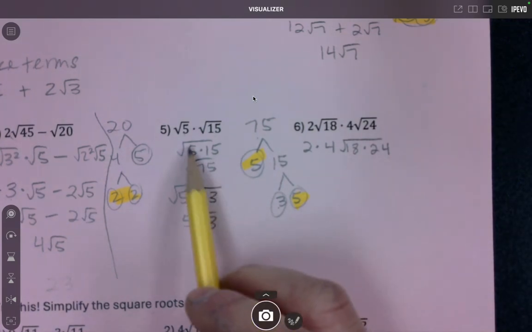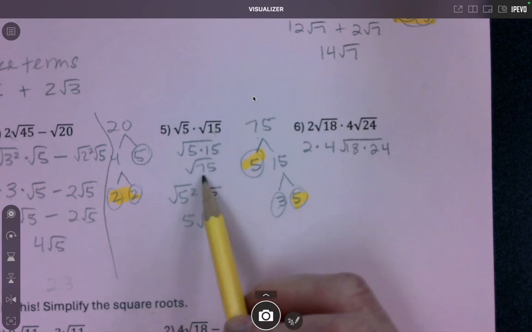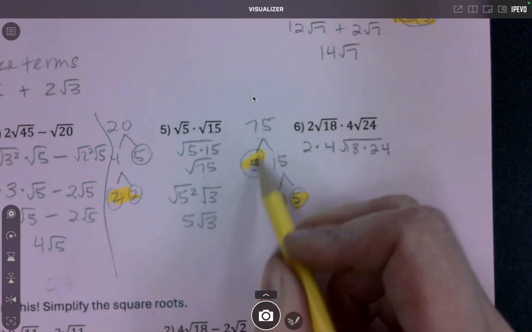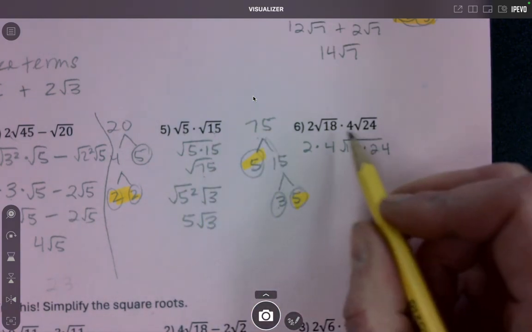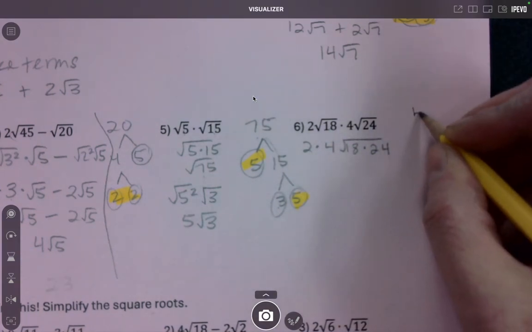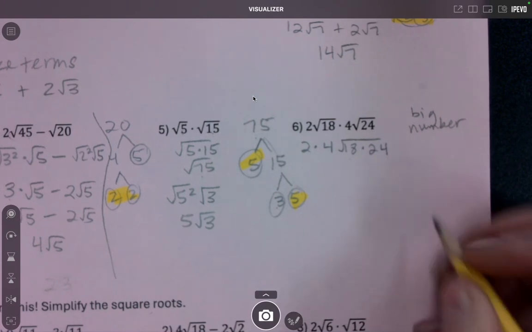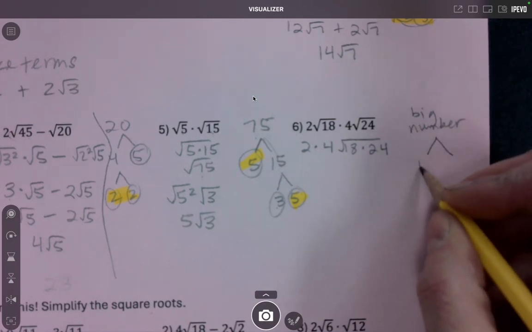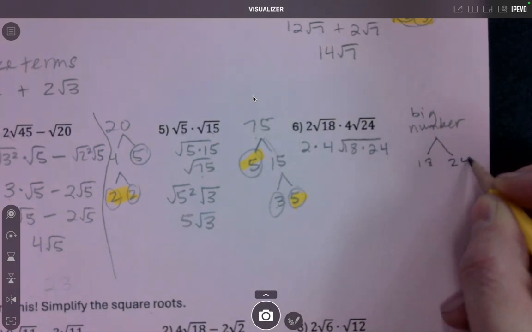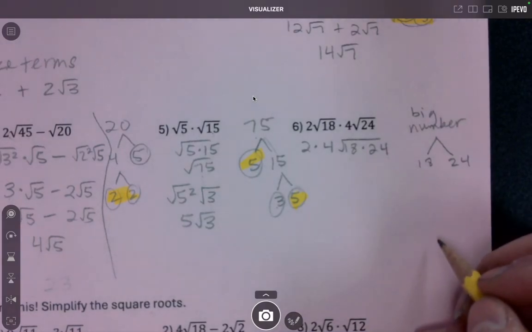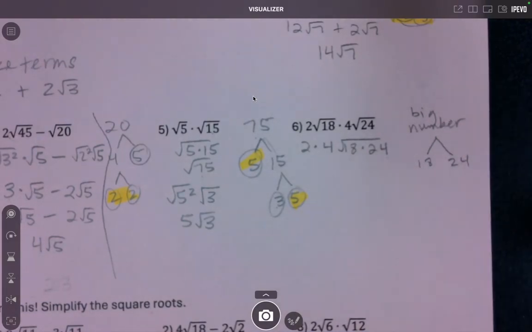What I notice over here is when I multiplied these two together, I got 75, but then I went back and I broke that number into 5 times 15. So I know if I multiply these two together, it's going to be some kind of big number. I don't know what it is, but let's call it a big number. And when I split it apart, the first two factors I'm going to get are 18 and 24. So I'm just going to go from here. I don't need to actually know what that number is.